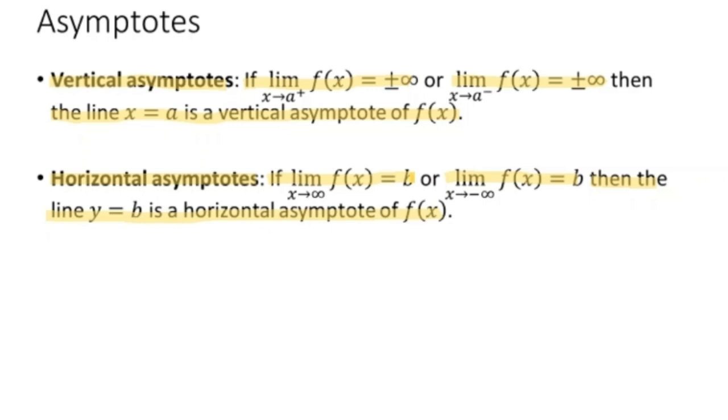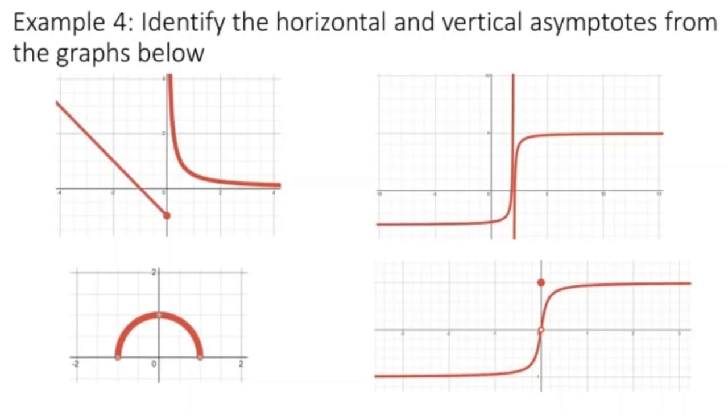Keep in mind from this definition, a function can have at most two horizontal asymptotes. Now we're going to identify the horizontal and vertical asymptotes from each of the graphs provided. For our first graph on the top left, we'll first locate the vertical asymptote.